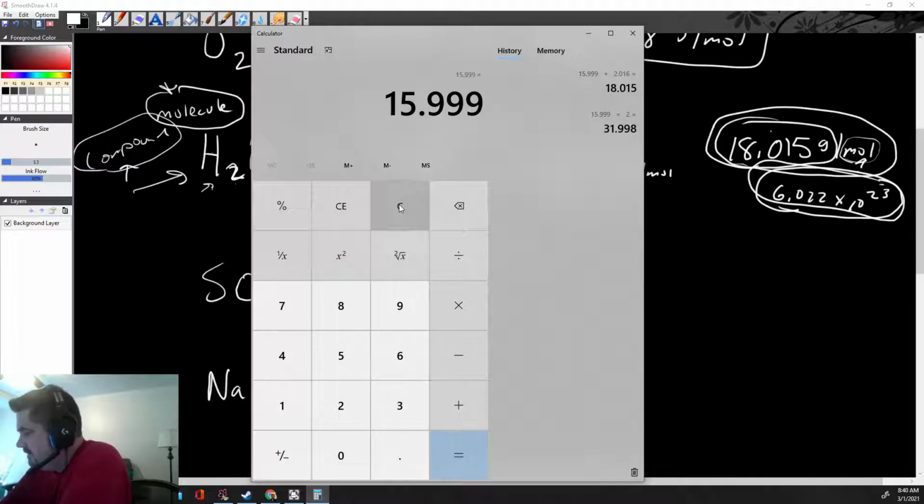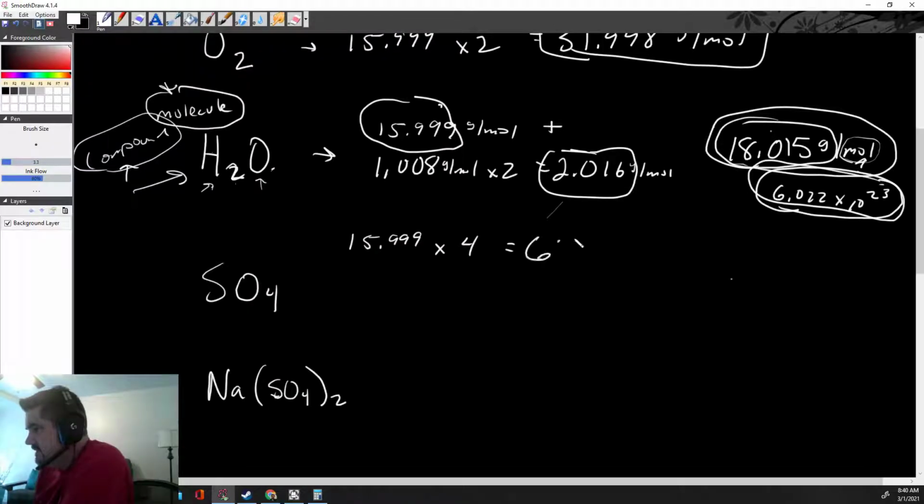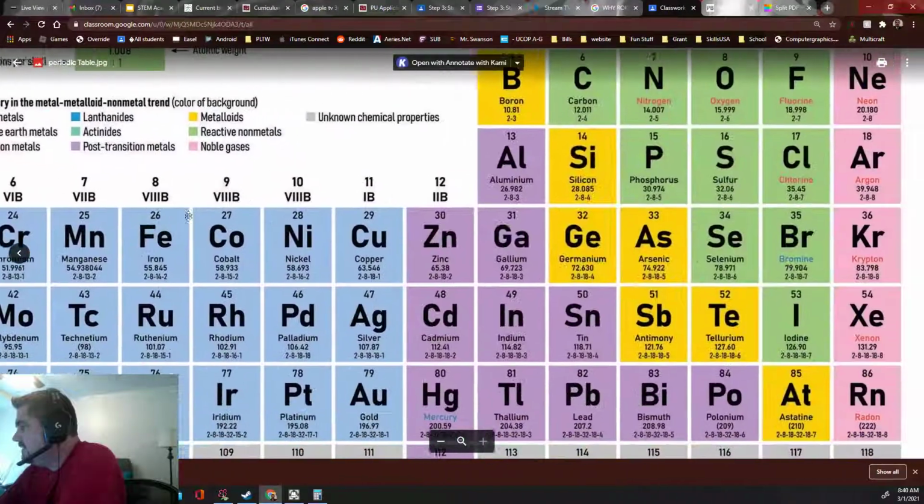15.999 times 4 is equal to 63.996. Okay, that's how many grams per mole of the oxygen part. What about the sulfur? We're going to have to look at the periodic table, and let's find sulfur.